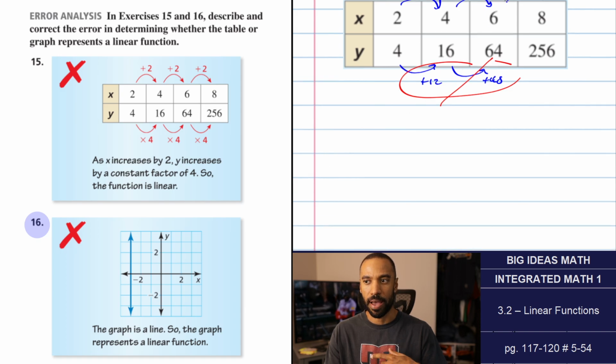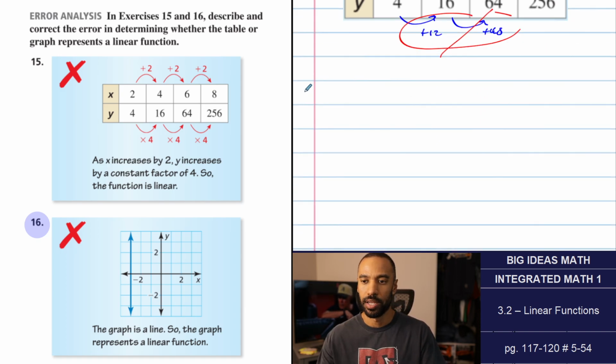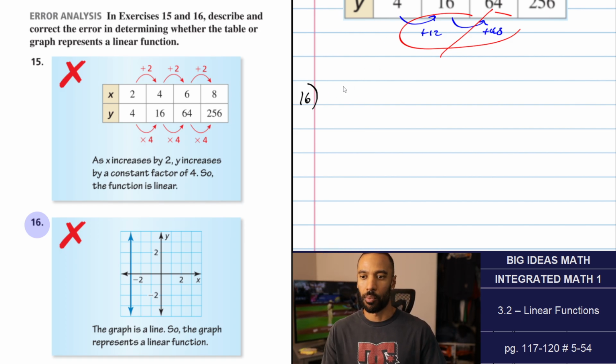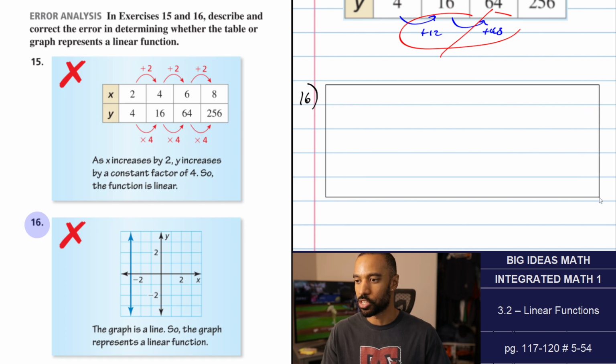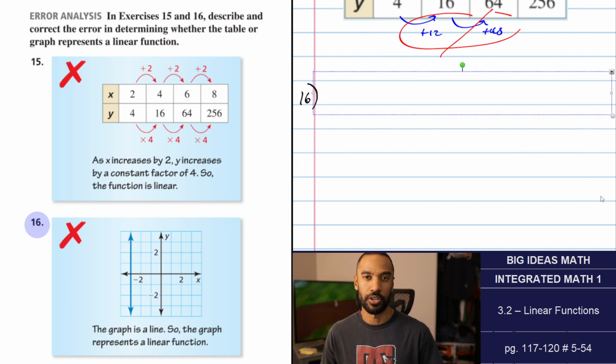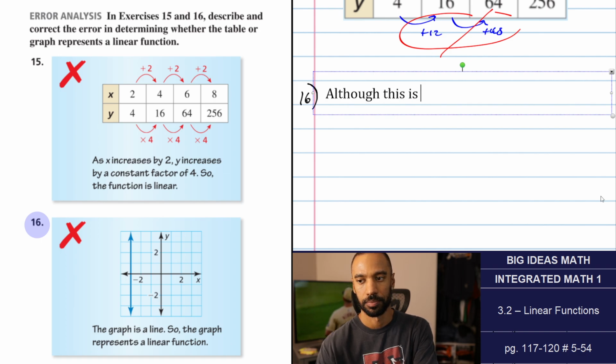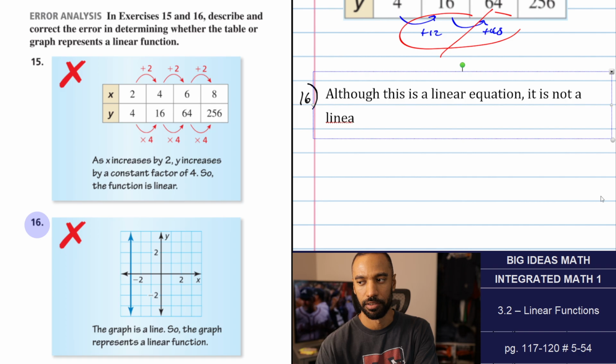A function needs to pass the vertical line test. This one does not. A vertical line fails its own vertical line test. And if you remember what a vertical line test is, it's a way to show that through a vertical line, you're never passing through more than one point. Here, you're passing through an infinite set of points when x is -3. So, although this is a linear equation, it is not a linear function.